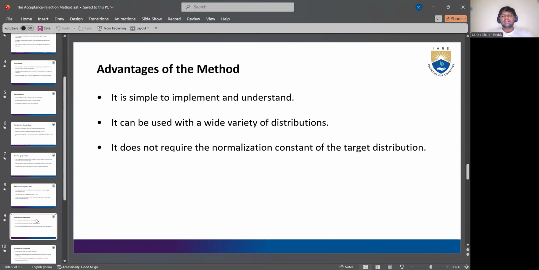It can be used with a variety of distributions. It does not require the normalization constant of the target distribution. So this method is very easy to understand, and it can be used with a wide variety of distributions. The method is very simple, with easy formulas. It can be used anywhere, and it doesn't require the normalization constant for the target distribution.